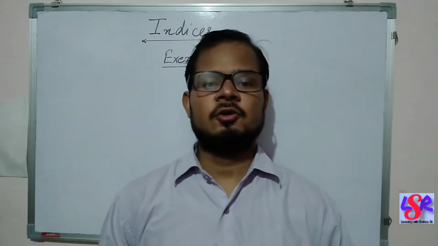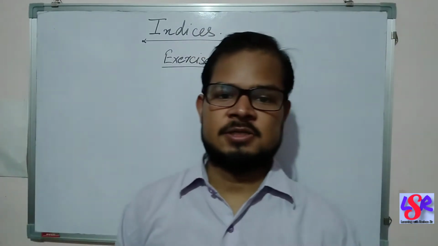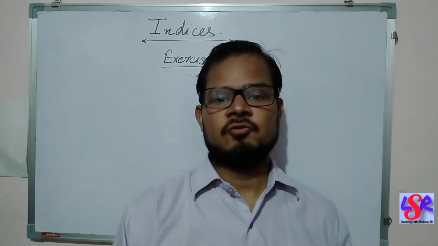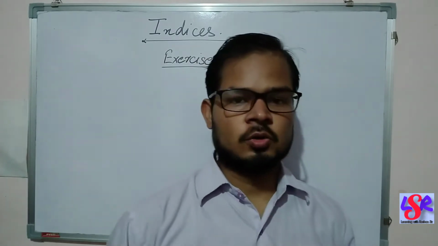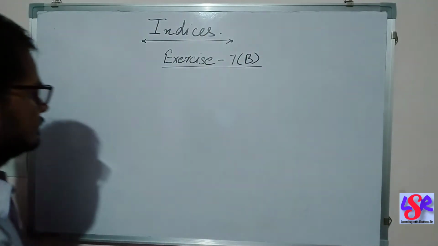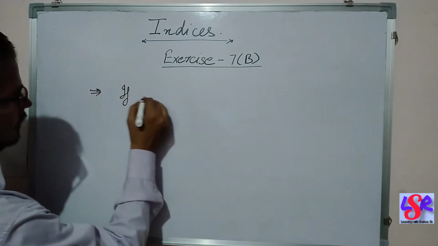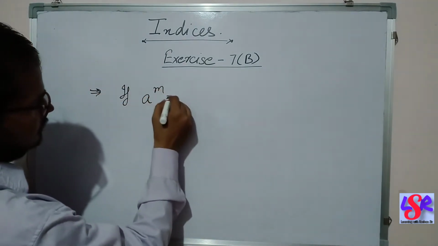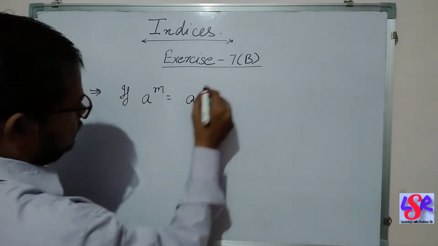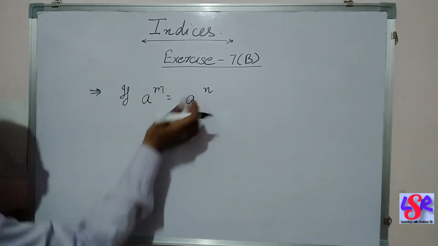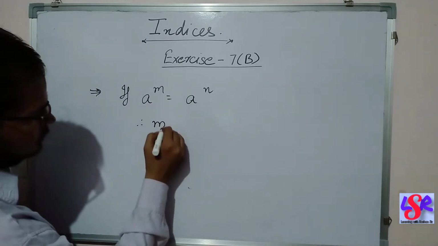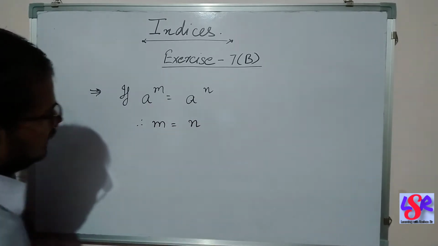Hello everyone, here we are going to start with exercise 7b of the chapter simultaneous linear equation. Before we start with the exercise, I would like to introduce one of the identities, that is, if a to the power m is equal to a to the power n, if the bases are same, so the powers will be equal. So m will be equal to n.